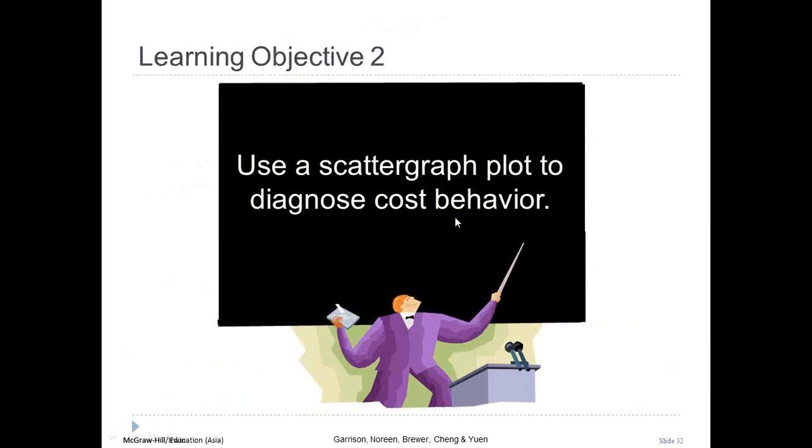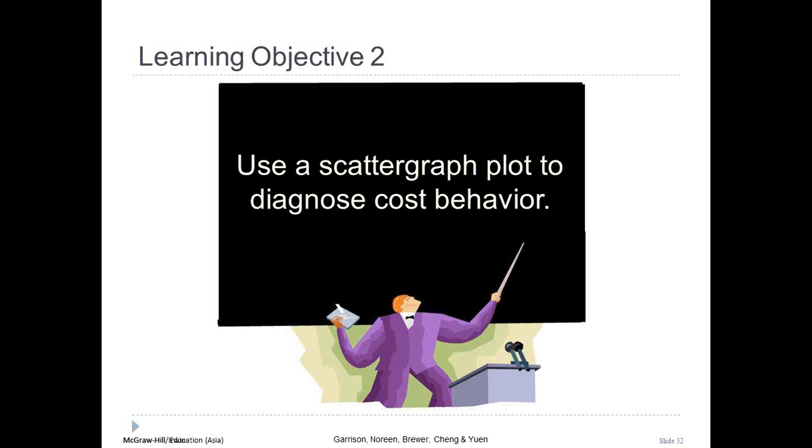Okay. Now, moving on, learning objective number 2. In certain circumstances, scatter plots can be used to understand cost behavior. This is learning objective number 2.